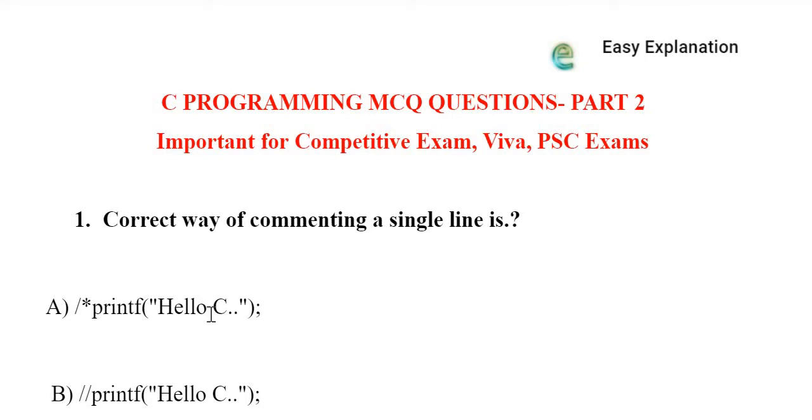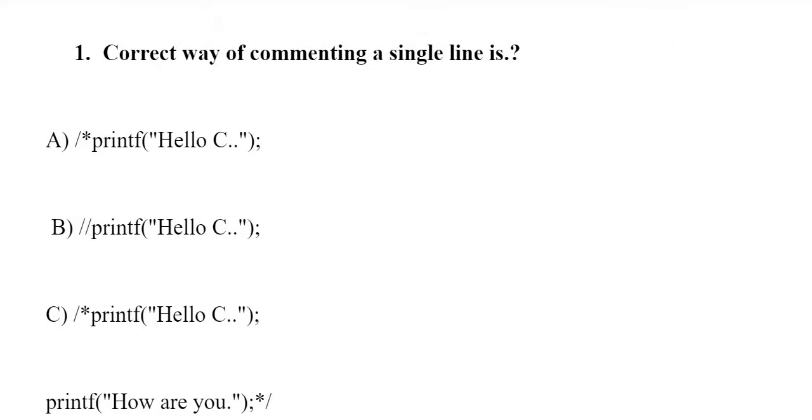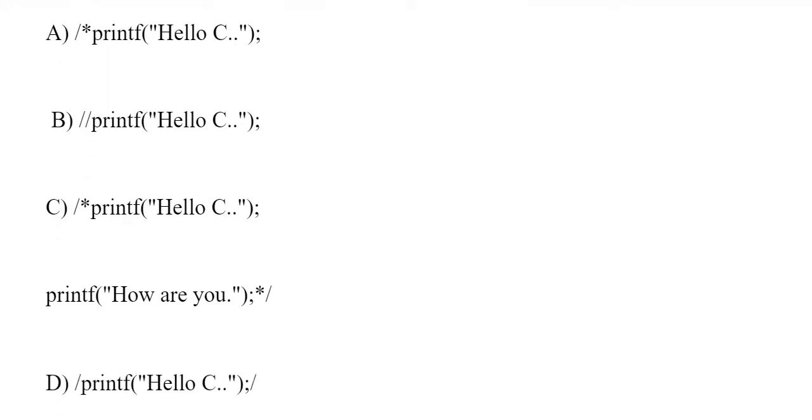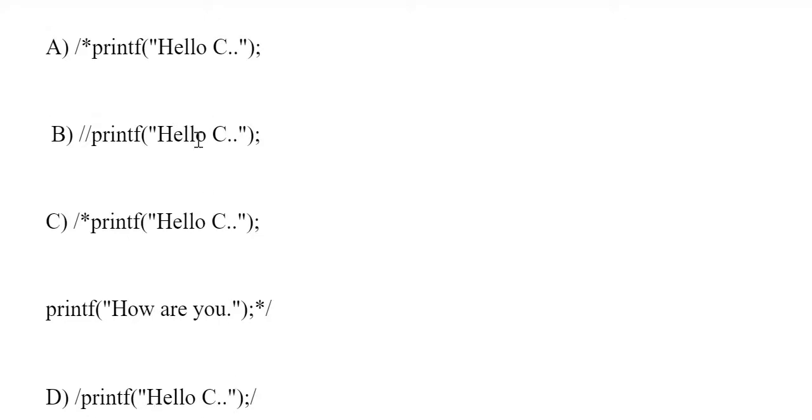So first question is, the correct way of commenting a single line is, okay. Slash star, so this is not a correct way. Slash slash, so this is the correct way for a single line. Let's see the next options. Slash star printf and ends with star slash, so this is for multiple line commenting, okay. Slash single slash, so this is not a correct way. So option B is correct for this.